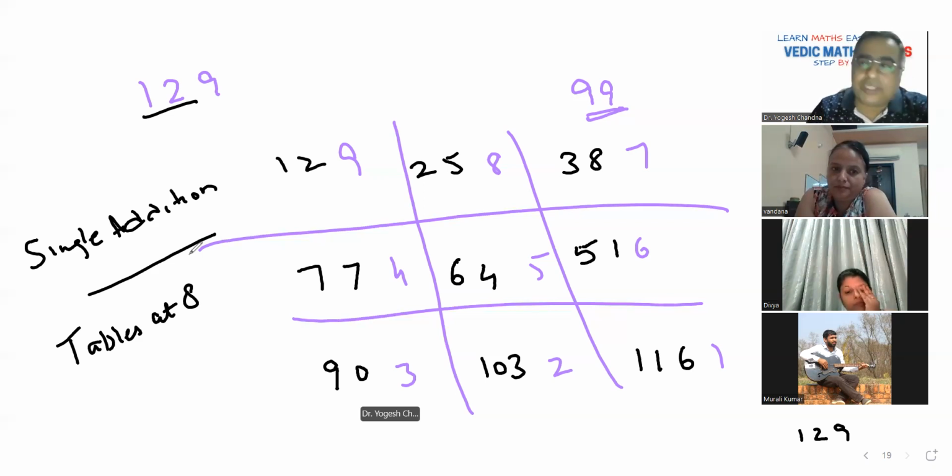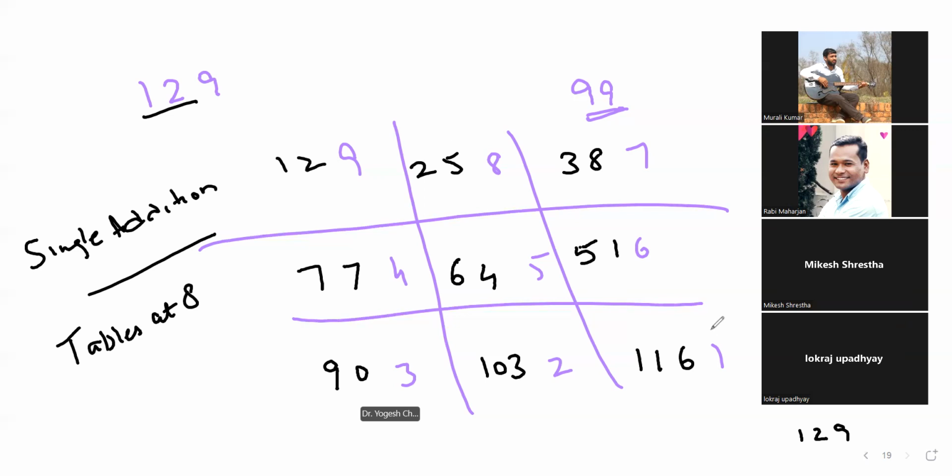Any doubt, any questions you have now? Divya? Yoga, Murli? It's done. No, sir. Yes. Anyone? Yes, sir. No, Kraj, any question? Rabi? No, sir. Done. Okay.